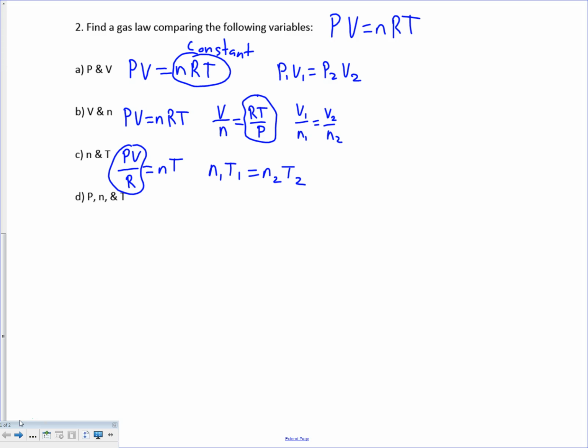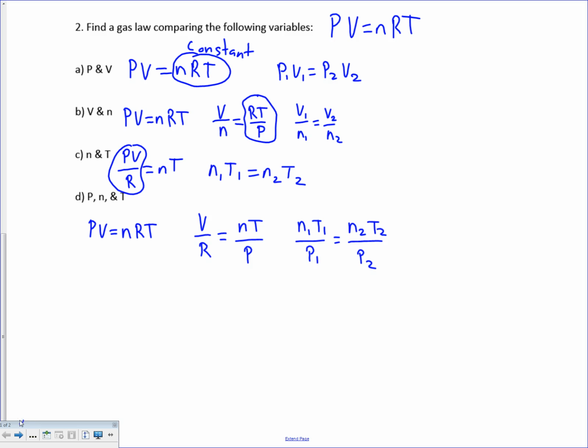And this last one says that it wants you to relate P, n, and T. So if we're looking here at PV = nRT, in this case, n and T are already on the right side together. So I'm going to try and bring the P over there, and I'm going to bring the R over to the left-hand side. And so we end up with V over R = nT over P, which gives us n1T1 over P1 = n2T2 over P2.